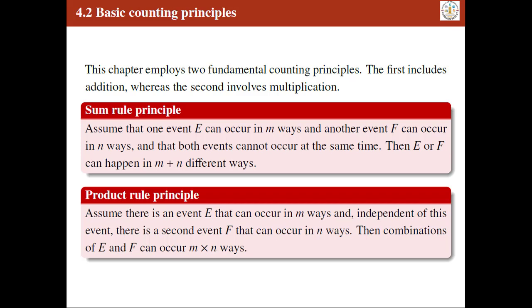Product rule principle. Suppose there is an event E which can occur in m ways, and independent of this event, there is a second event F which can occur in n ways. Then combinations of E and F can occur in mn ways.